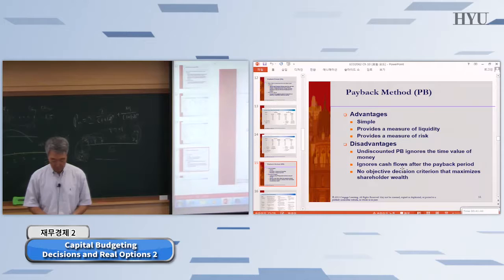Provides a measure of risk. Yeah. Okay. Why? Why is it a measure of risk?